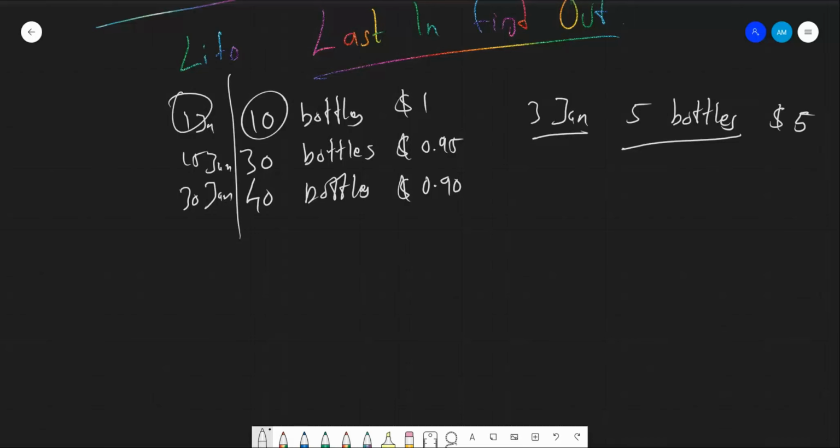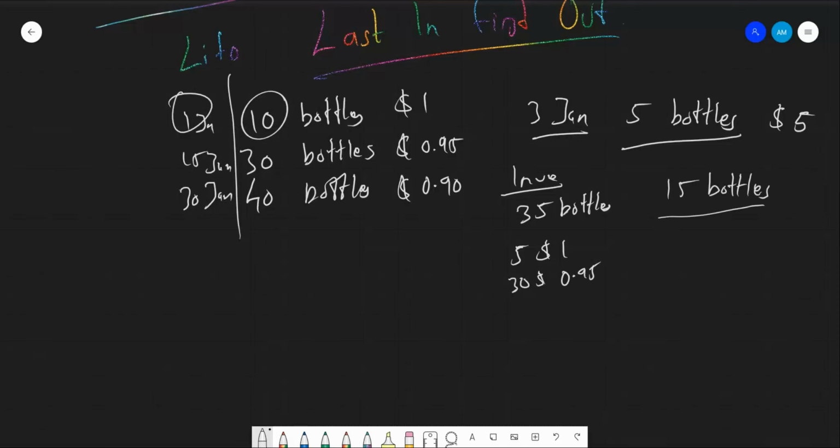Then on 15th Jan you get another 30 bottles. So let's say in your inventory you have 35 bottles, right? Which is a mixture of the 5 at $1 and the 30 which are at 0.95 now, right? Now some person comes to you and he's like, I need 15 more bottles to sell, right? He buys it from us. What is the cost of these 15 bottles?